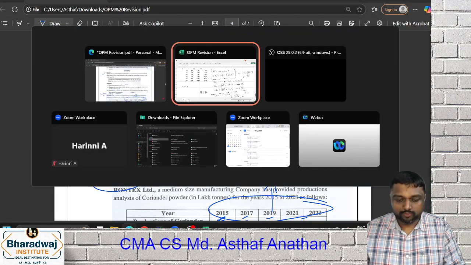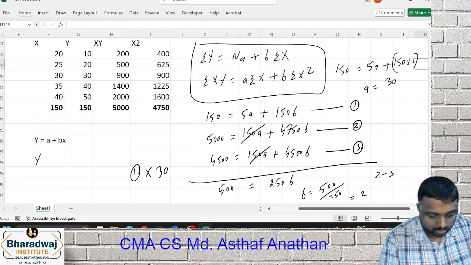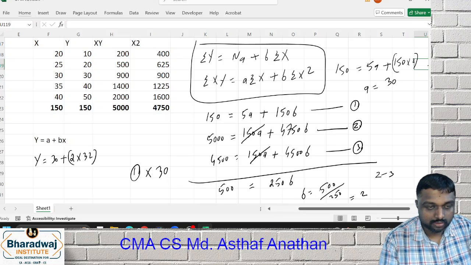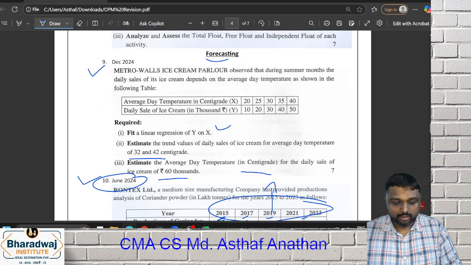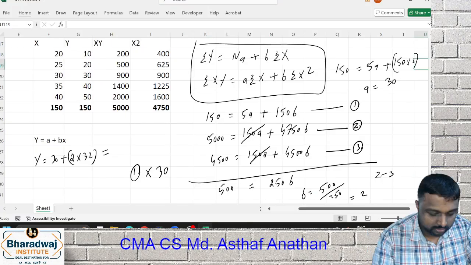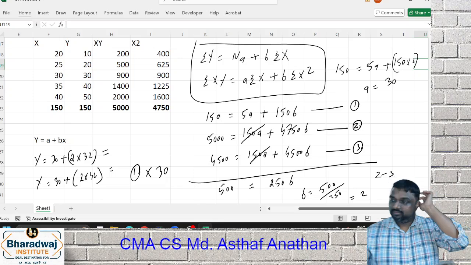So 32 and 42. So y is equal to 30 plus, 32 and 42. Correct, friends? They are asking 32 and 42. What about next year? 30 plus 2 into 42. Can anyone tell me the answer, friends?